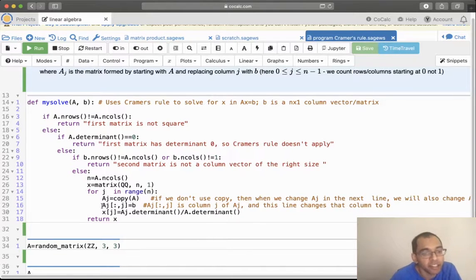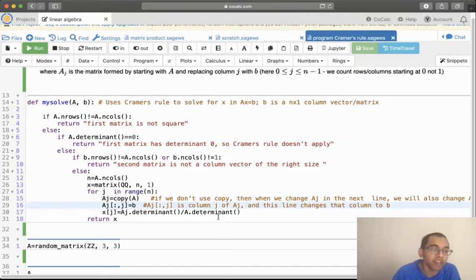Okay, and then this is the line that replaces column j with B, the column vector B. So this A sub j brackets colon j refers to the column j, and the equal sign is saying assign that column j to be this column vector B. So again, this is the line that changes that column to B.